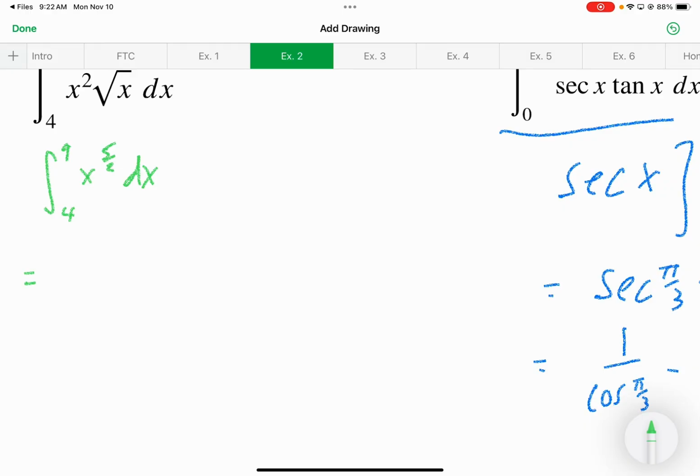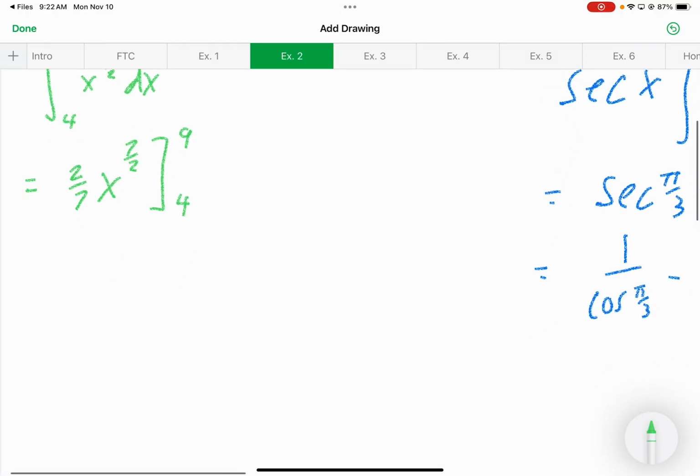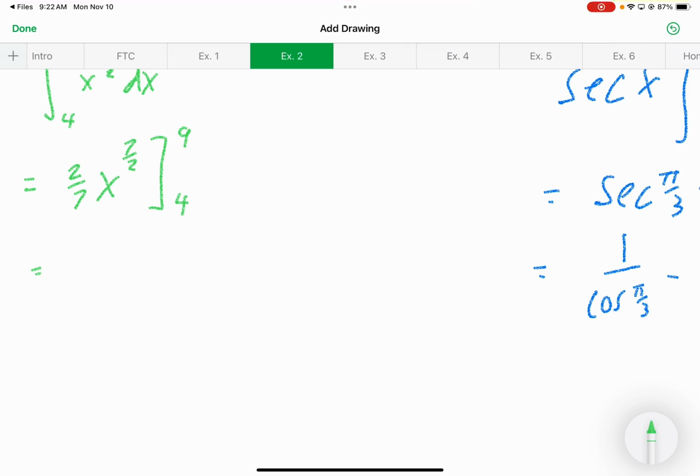What's my new exponent become? 7/2. So my scalar multiple is 2/7. Then I evaluate that from 4 to 9. So there's a few ways you can write this. You could put a 2/7 on each piece, or I'm going to put a 2/7 in front, and then I'm going to put my evaluation in a set of parentheses. So I'm going to have 9 to the 7/2 minus 4 to the 7/2.